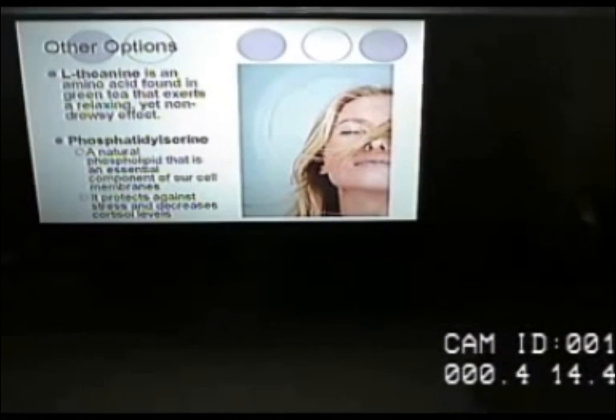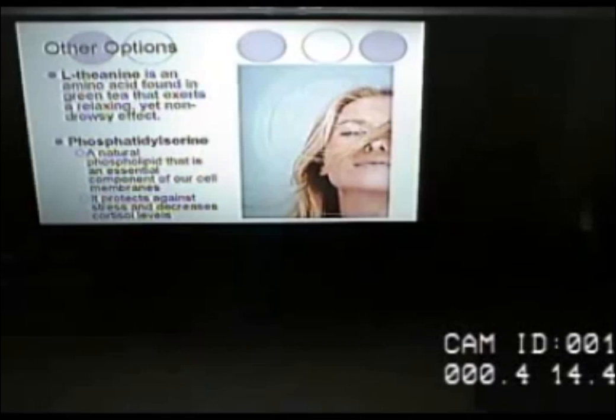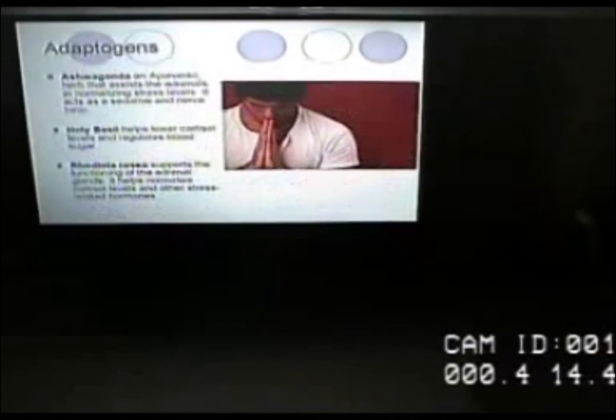Phosphatidyl serine is a phospholipid. Again, that's dealing with the cell membrane. It protects against stress, and it actually decreases cortisol. I had one practitioner, one doctor, recommend that someone come in and get phosphatidyl serine to decrease their cortisol levels, which I'd never seen before. It was actually written out on a script to get that in a certain amount. And I said, oh, that's great.